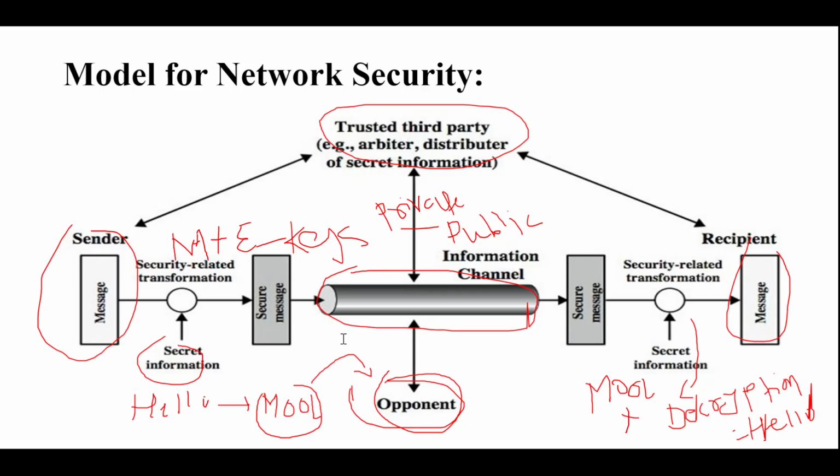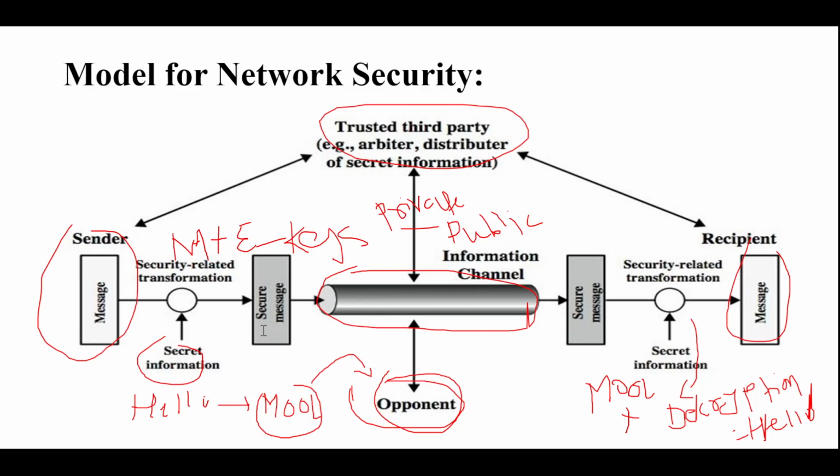So in this model, remember that we will require four basic tasks for designing it. First of all, design an algorithm. As I mentioned, key, encryption and decryption algorithms are required. Those algorithms for performing the security-related transformation are needed. The algorithm should be such that an opponent cannot defeat its purpose. That is the first security purpose or service provided by the security model.